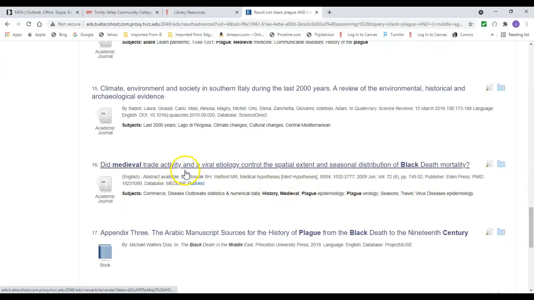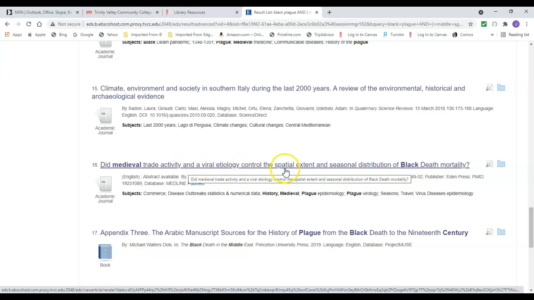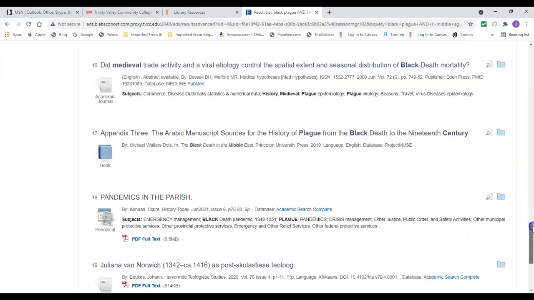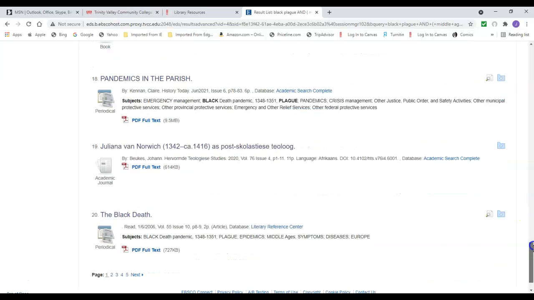Did medieval trade activity and a viral ideology control the spatial extent and seasonal distribution of Black Death mortality? So it looks at the idea about trade and how that impacted it. Arabic manuscripts talking about the Black Plague. And then this one about the Black Death itself. So you have a number of articles.